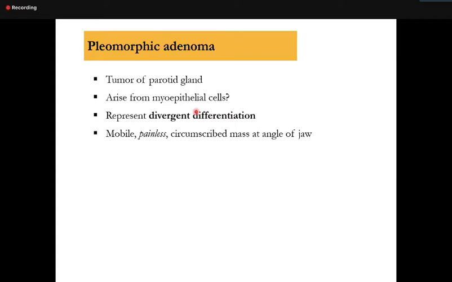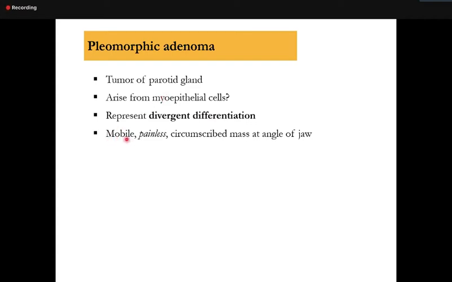They can form epithelial cells and they can form mesenchymal tissue. That's why this tumor represents a divergent differentiation. Some cells differentiate along mesenchymal lines, while other cells differentiate along epithelial lines. So it is a mixed tumor. You will find different types of tissue like cartilage, bone, other connective tissues, chondroid matrix, epithelial cells, myoepithelial cells. It is a mixture of different types of cells. That's why it is known as pleomorphic, multiple structures, or mixed tumor.